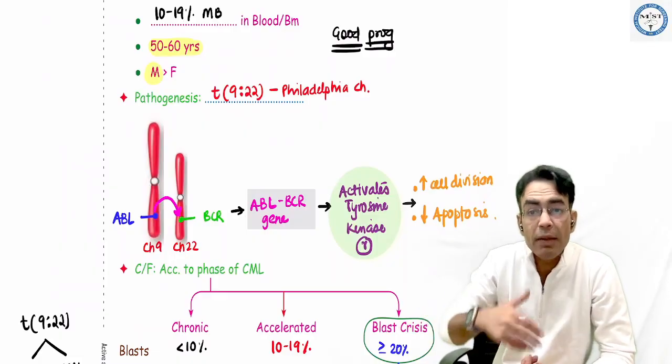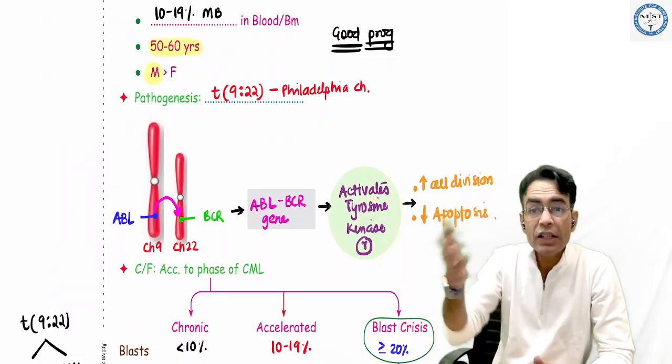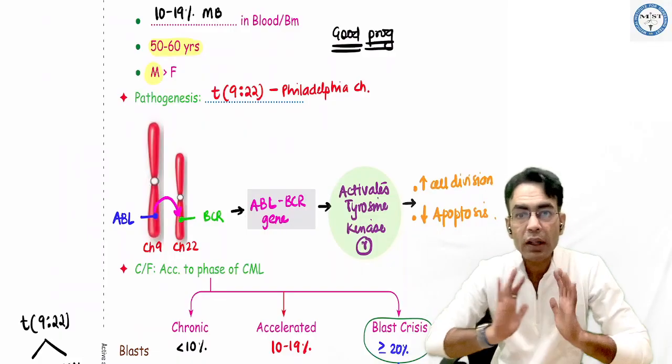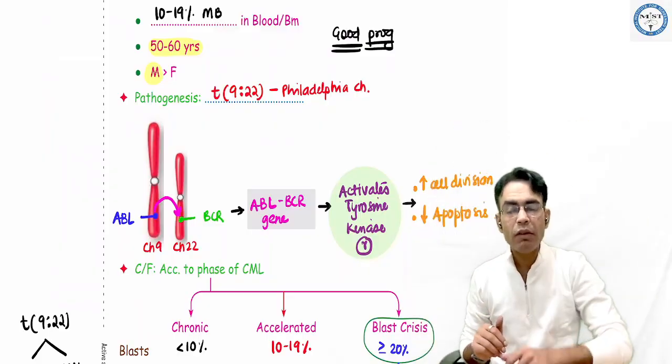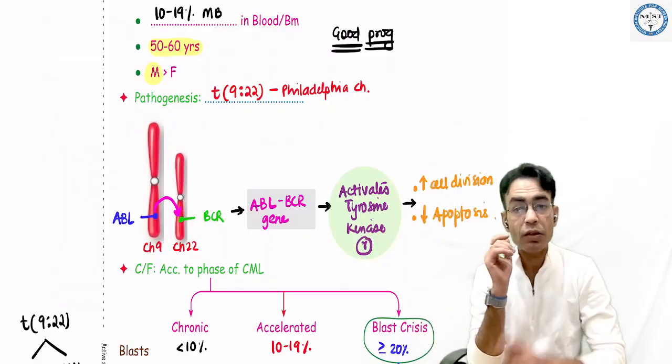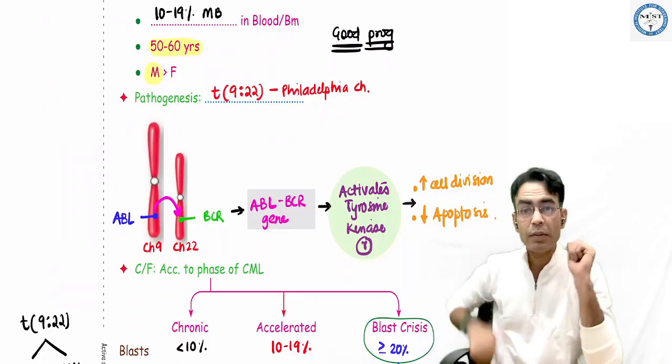So what kind of cells you will see? Mature looking, abnormal functioning. Which lineage you are mutating? Myeloid lineage. So all the six cells will increase. Only one cell will be decreased, and that is your lymphocyte. Because when one lineage is mutated, the other lineage is suppressed.